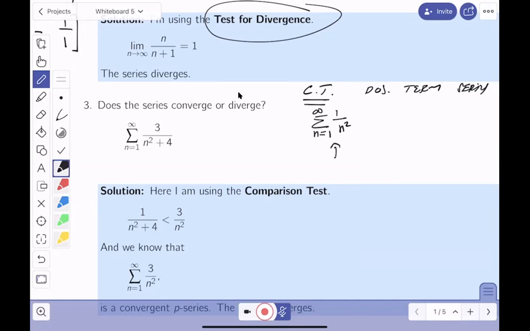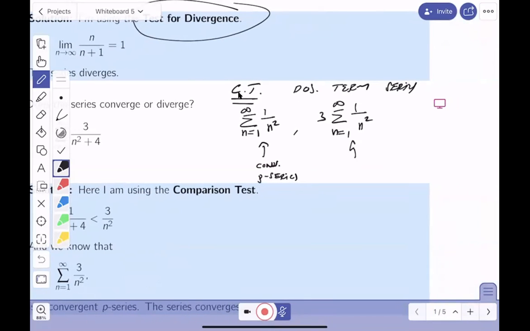What do I know about this? This is a convergent p-series. Again, the p is greater than 1. Now, what I'm going to say over here, if this is true, then 3 times that would be true. And we have properties of convergent series. This is also convergent, by the way, just a multiple of a convergent series. And what is this equal to? The sum from n equals 1 to infinity of 3 over n squared.